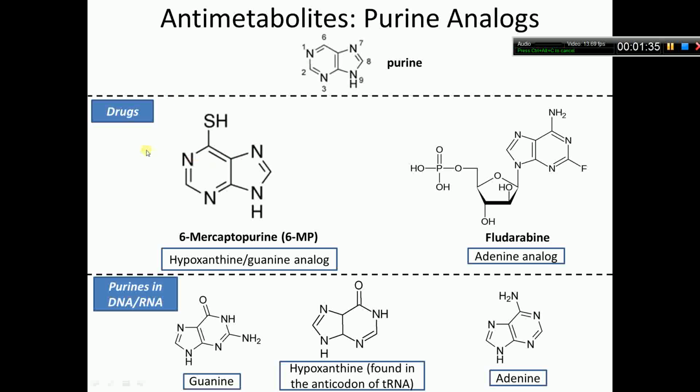The way they work basically is that they were designed to mimic the purines down here in DNA and RNA. So 6-mercaptopurine, the drug, resembles guanine and or hypoxanthine, which is only found in transfer RNA. And then we have fludarabine, which is an adenine analog. So I have the corresponding endogenous base from DNA or RNA down here. Okay, in these drugs, I would say the pharmacogenomics are at least as important as the mechanism by which they work.